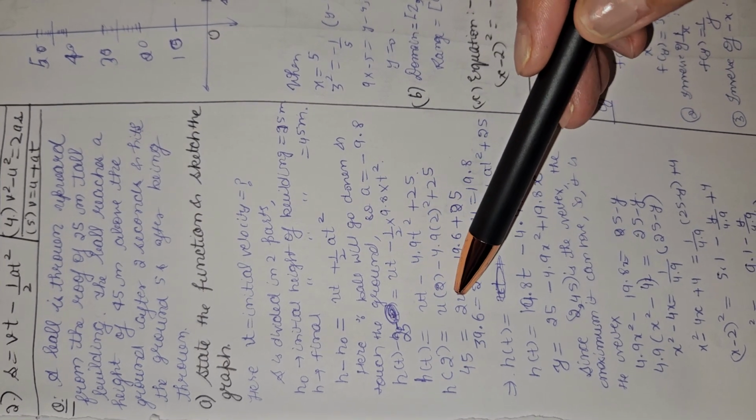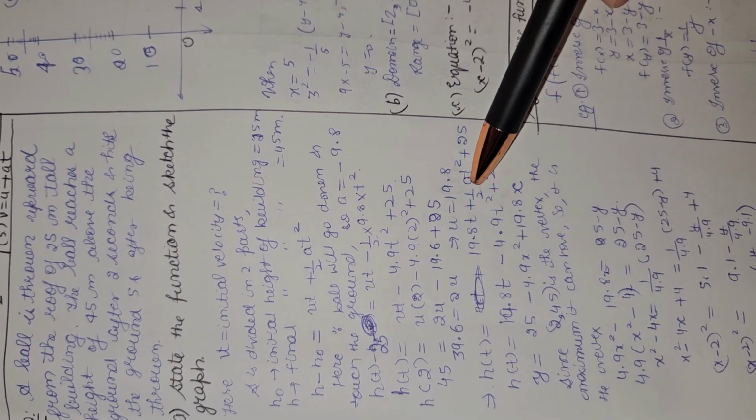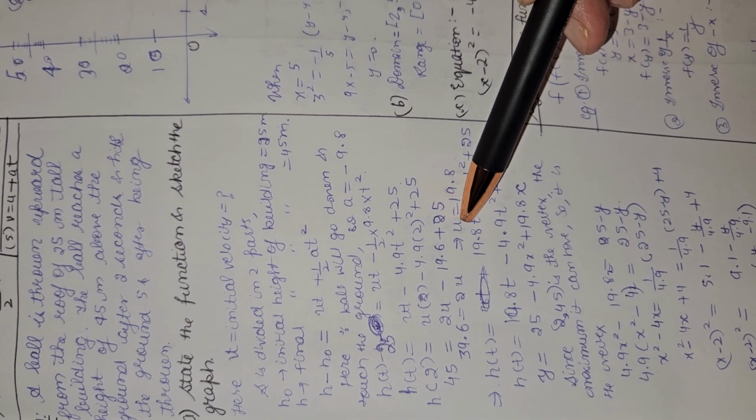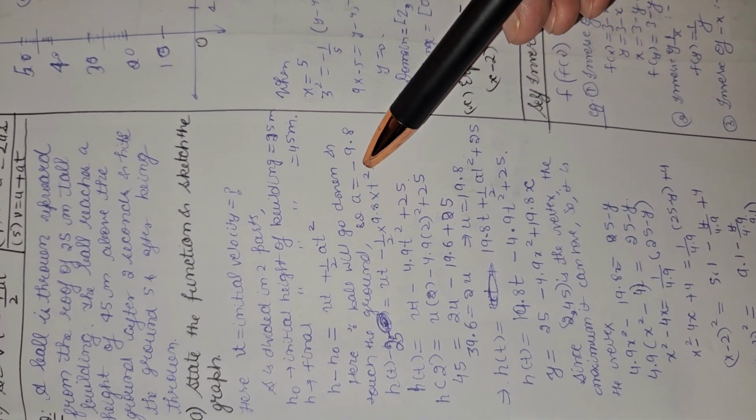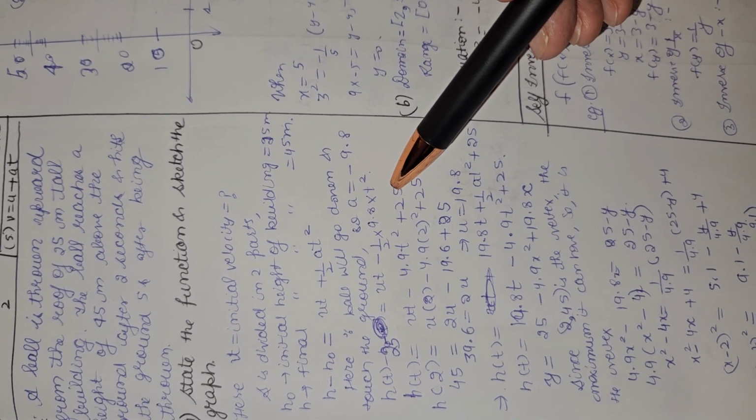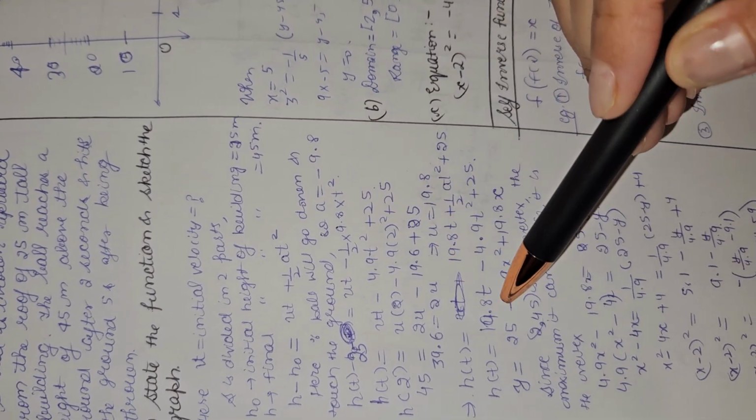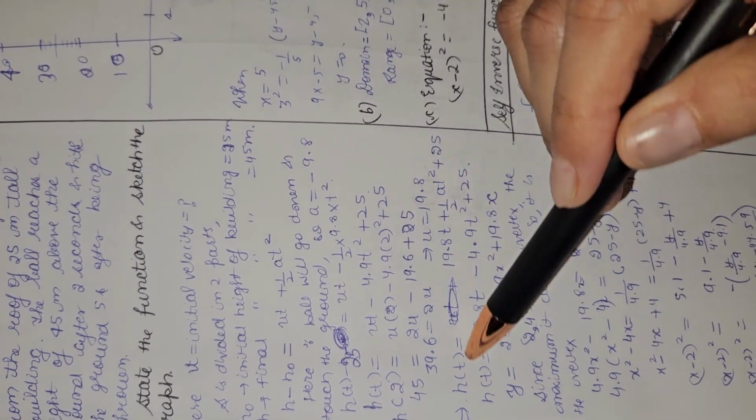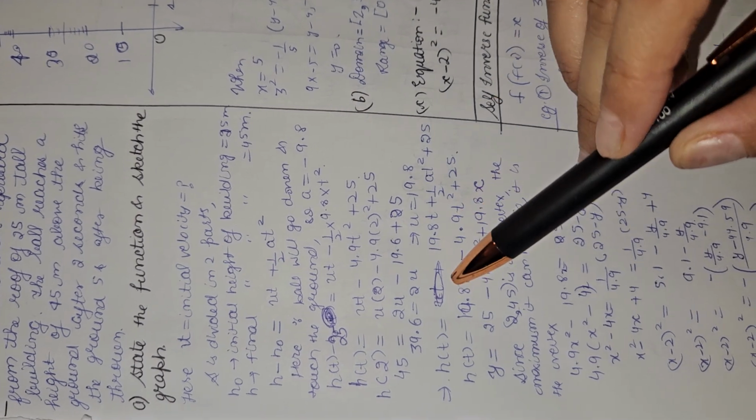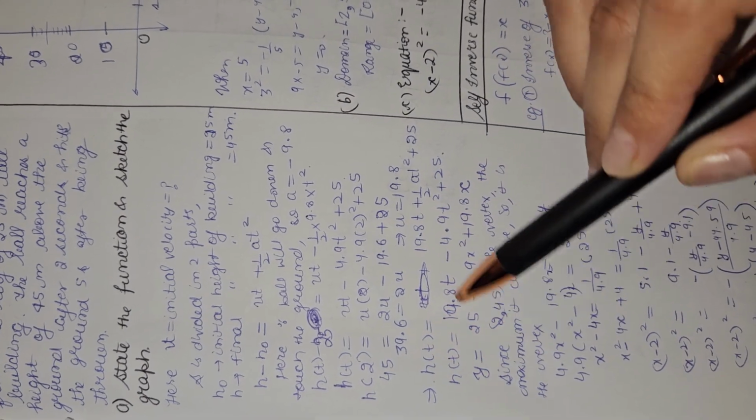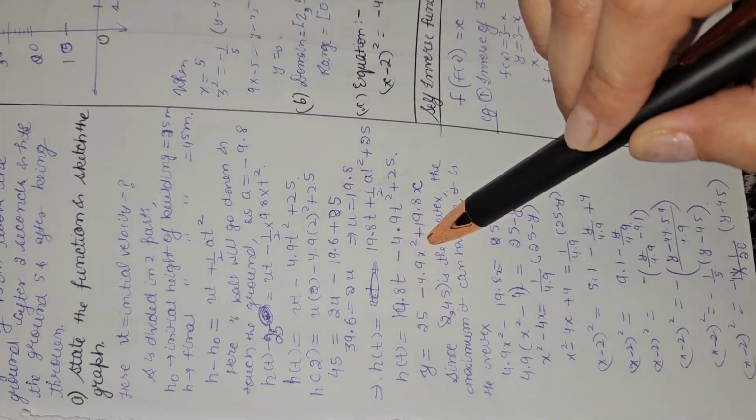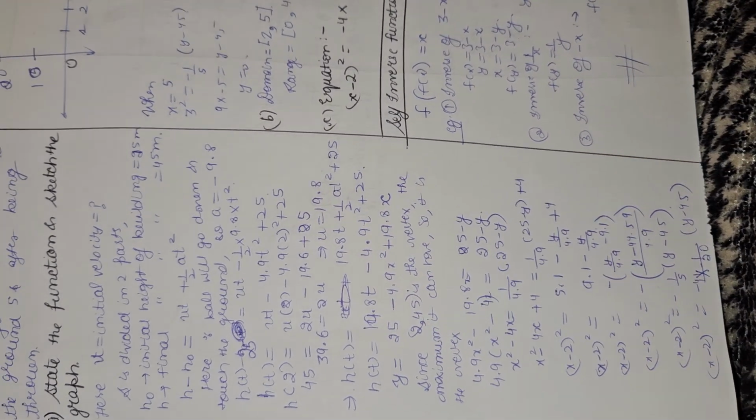Filling in all the values we will get the initial velocity, u. Again fill in this kinematic equation, and we will get this final equation. This final equation is the equation that they were asking for, that is, state the function. And now we can write h(t) as y, t as x. So this is the form of a quadratic equation, that is a parabola.